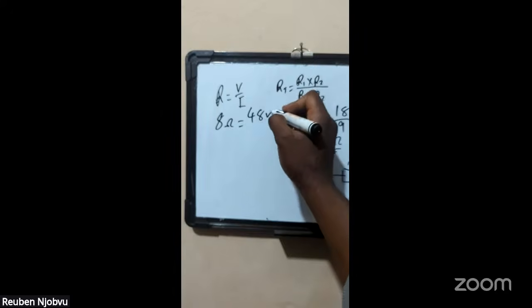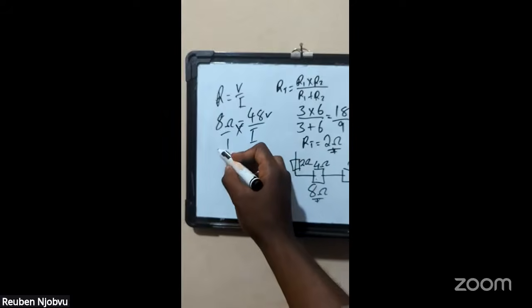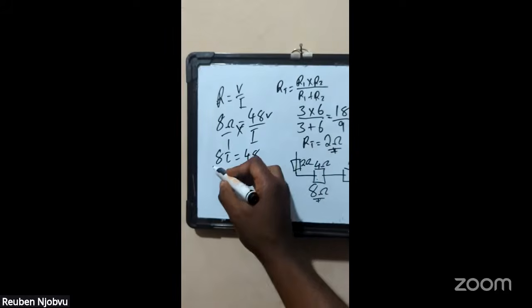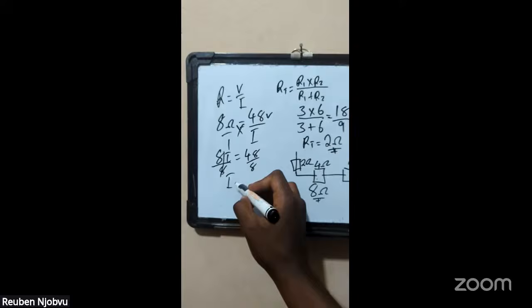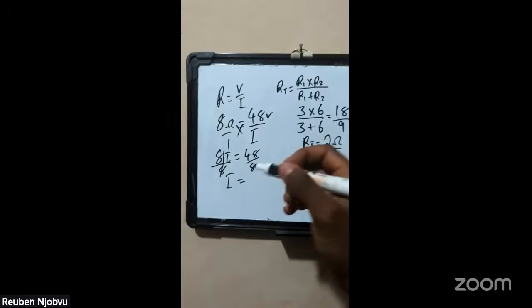48 volts. Then you want to find the current through the cell. You cross multiply, meaning 8 times current is equal to 48, so divide both sides by 8. The current is equal to 48 divided by 8. Your answer is 6 amps.